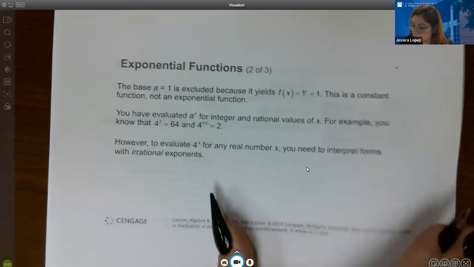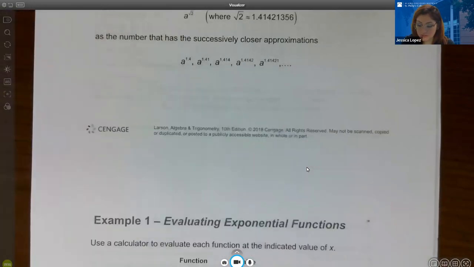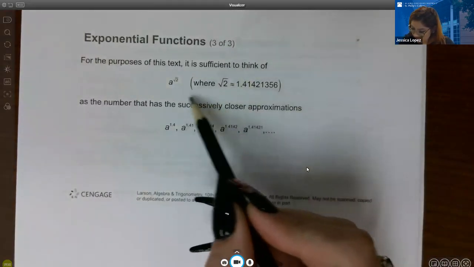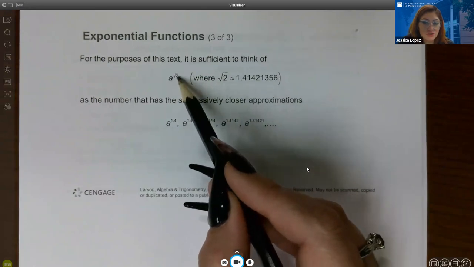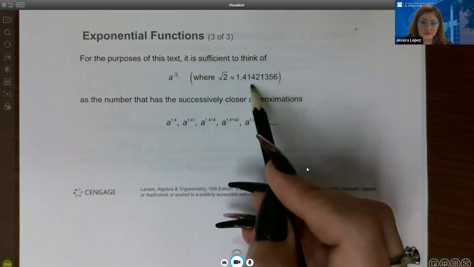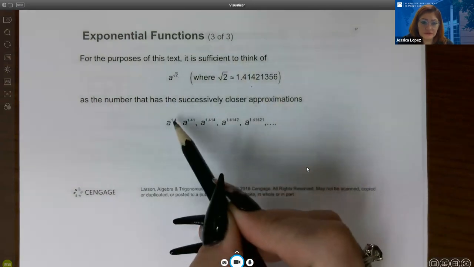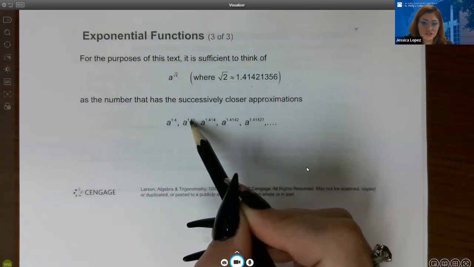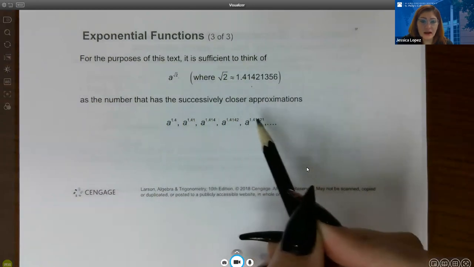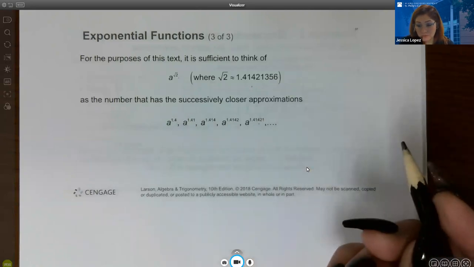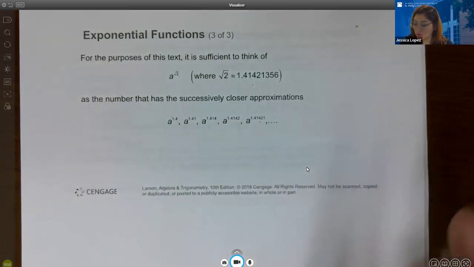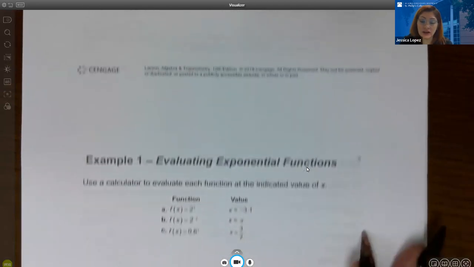So it may be that when you're done, you're going to get different values, okay? So let's say I wanted to plug in the square root of 2 as my exponent. We know that square root of 2 equals this decimal. But if I round it, each time I round it more accurately, I get more accurate approximations, okay? So it's best to not round, just use your calculator. But if you have to, you want to use as many decimals as possible to keep your calculations as close to the actual answer as possible.